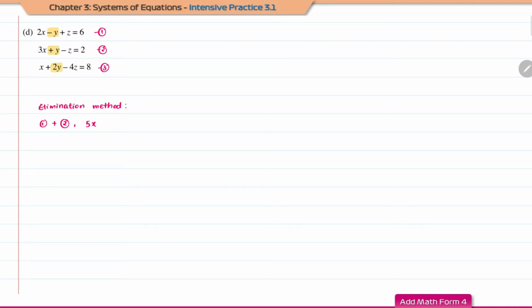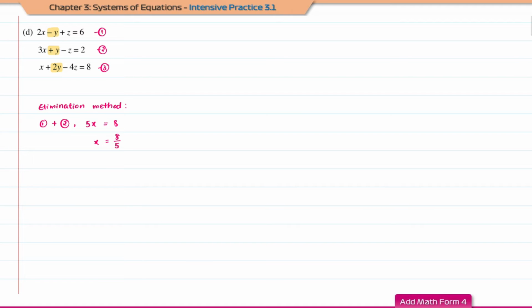Negative y plus this positive y equal to 0. This positive z plus this negative z will be equal to 0 as well. Then next, 6 plus 2 will be equal to 8. So therefore, x is equal to 8 over 5. So straight away, we already get the answer for x.